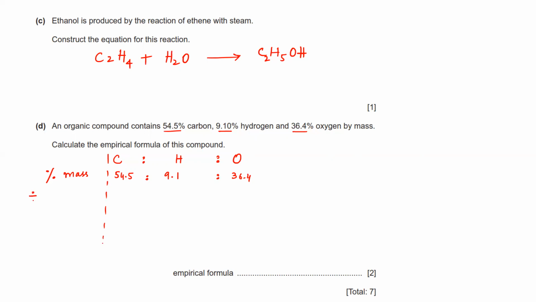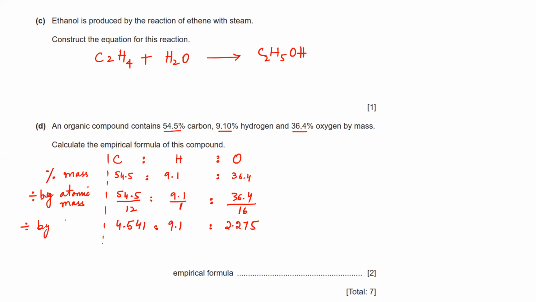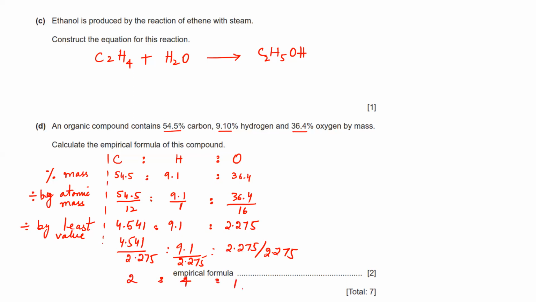Then let's divide by the atomic mass of each element. So 54.5 is divided by 12, 9.1 is divided by 1, and then 36.4 is divided by 16. The values come out to be 4.541, then we get 9.1, then we get 2.275. So now divide by the least value. So let's divide 4.541 by 2.275, 9.1 divided by 2.275, and then 2.275 divided by 2.275. So when we divide these values, this comes out to be 2, this comes out to be 4, and this comes out to be 1.